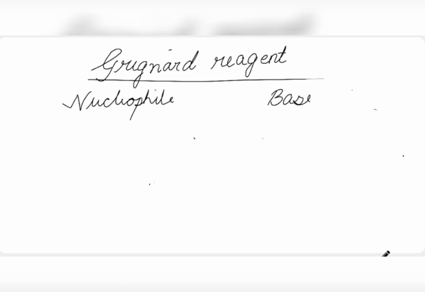So what is a base? You might have learned about this in your previous classes. Any base, for example NaOH, has the tendency to abstract an acidic proton. So what is an acid? I can write this as an acid, a very good acid, acetic acid. If I add a base like NaOH to it, it will abstract this acidic proton, and it will become CH3COO minus.